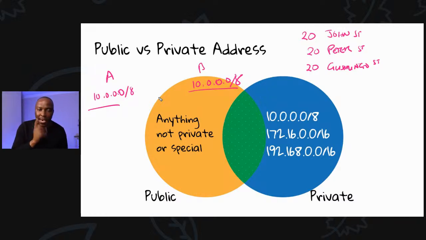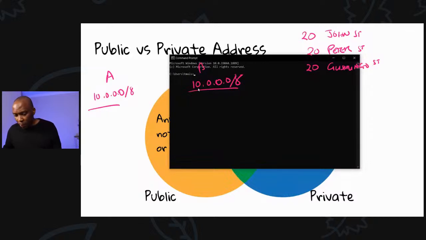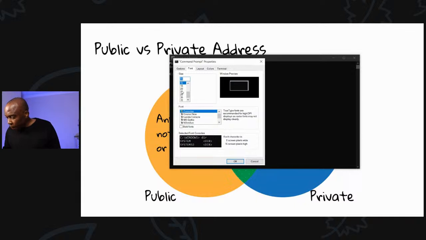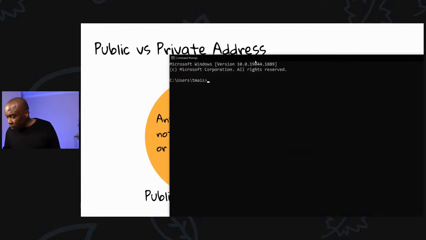DNS 4.2.2.2. That is a public IP address. Let me just pull my command line up, let's do this practically. So cmd, I'm going to press enter, and I'm going to put that on this screen so that we can see. Let me zoom this. Let's edit that, properties. Let's increase the font to 24, make it a bit bigger.